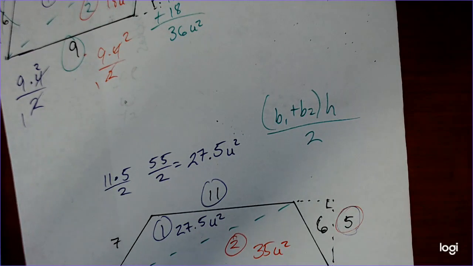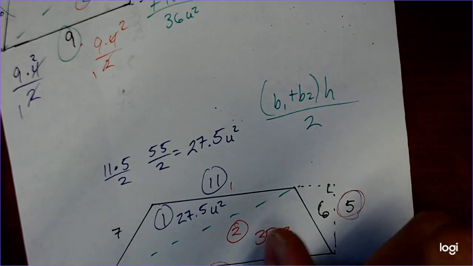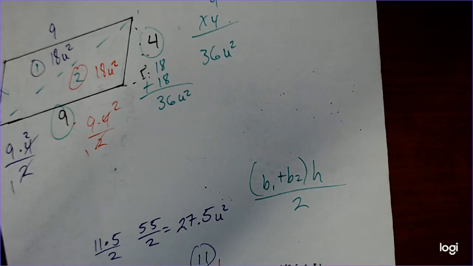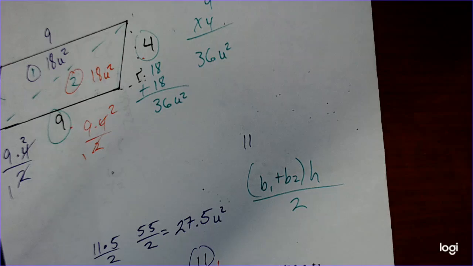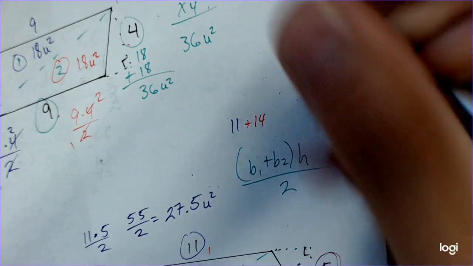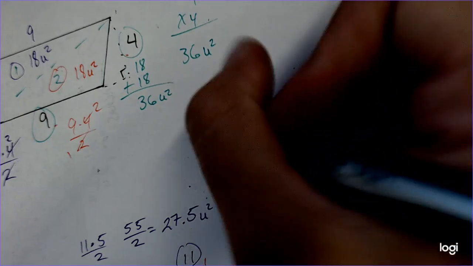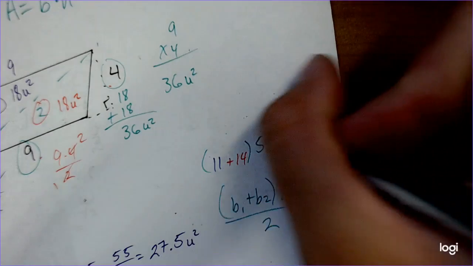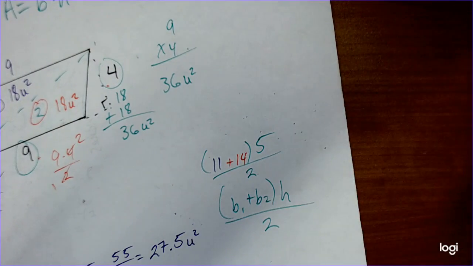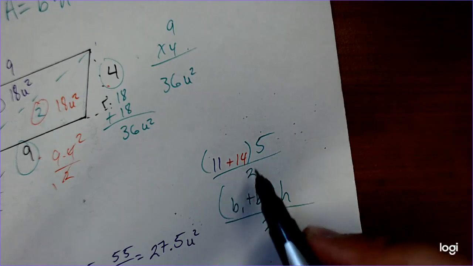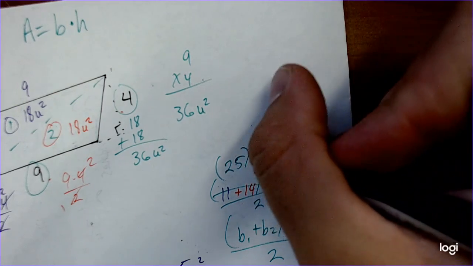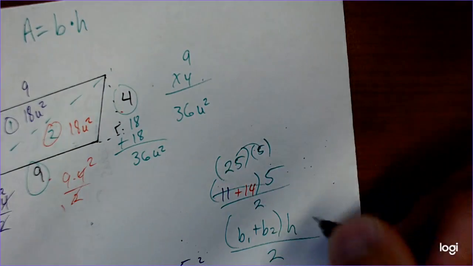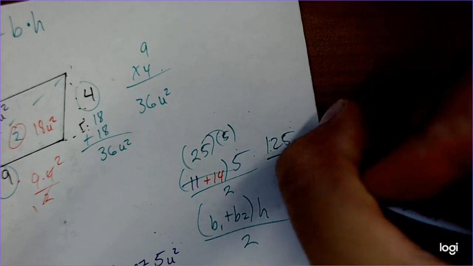So the way that I would solve this one is I would call this base 1, and this would be base 2. So what I would do is I would have 11 plus 14 in parentheses. I would multiply that by the height of 5, because remember, they both had the same height. And then I can divide that number by 2. So here, if I do PEMDAS, 11 plus 14, I end up with 25. Now I have 25 times 5. 25 times 5 is 125. And then I have 125 divided by 2.